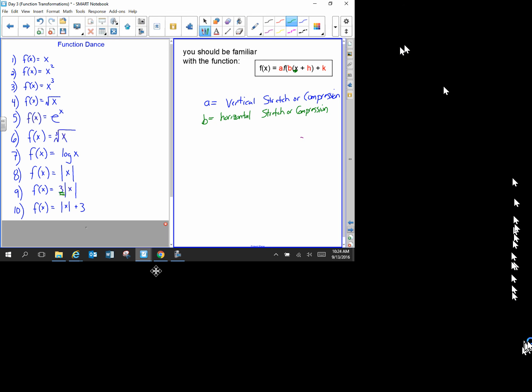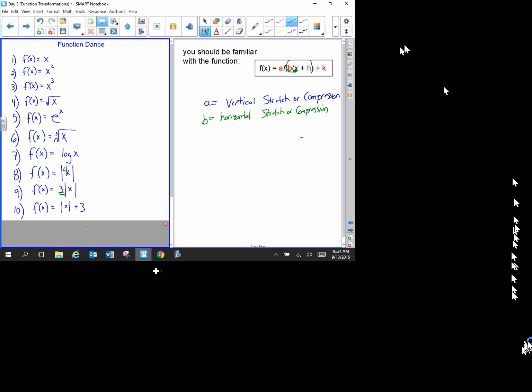That's how I remember that the a always is vertical, because it's outside the function, and b is inside next to the x's. So if I was to put inside this right here a 4x, that 4x is going to be horizontally affecting it. Sometimes I'm going to be stretching it or compressing it. And we'll talk about what it's doing here in just a second.